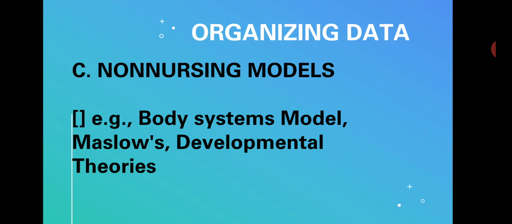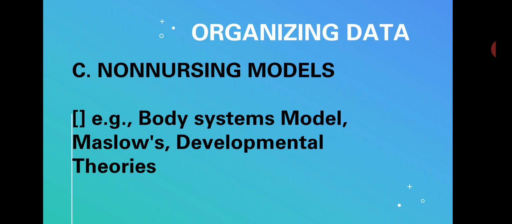Okay. Lastly, the non-nursing models. Examples are body systems model, Maslow's, and developmental theories. An example of body system is organizing information according to body system, for example, the respiratory system, cardiovascular system, and so on. Okay, that should be very simple.